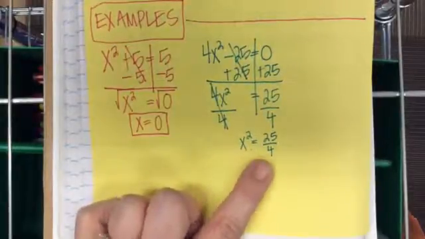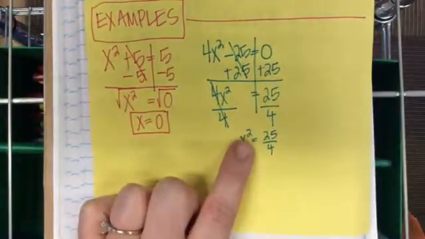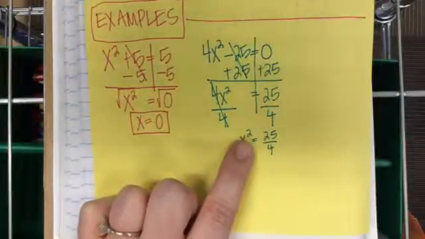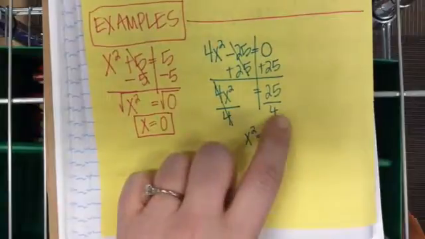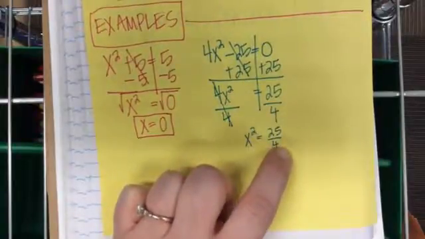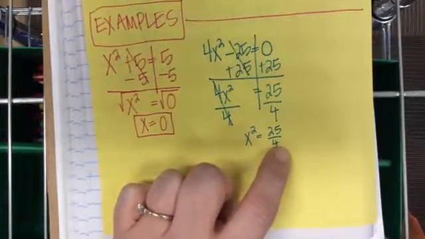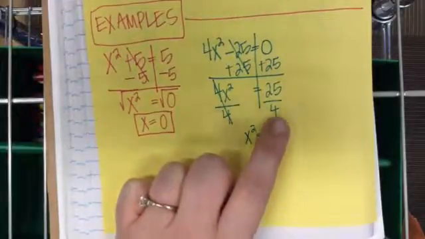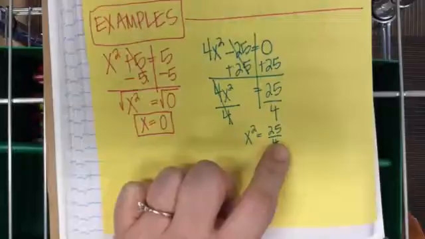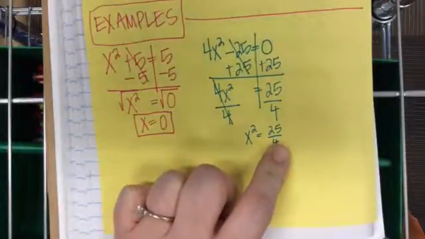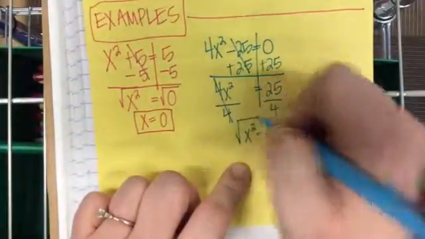Because I know my last step is to square root, correct? And I know that 25 is perfect and 4 is perfect. If this was 25 divided by 3, forget it. I'd find the decimal value. But because they're both square roots and my next step is to square root, I'm going to leave them in fraction form. Because now I take the square root.